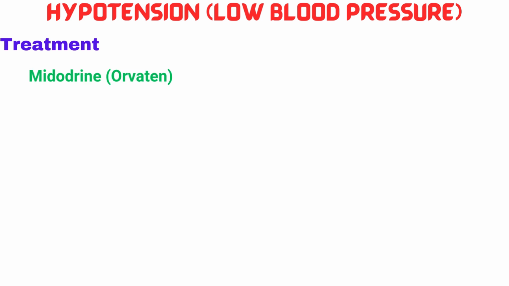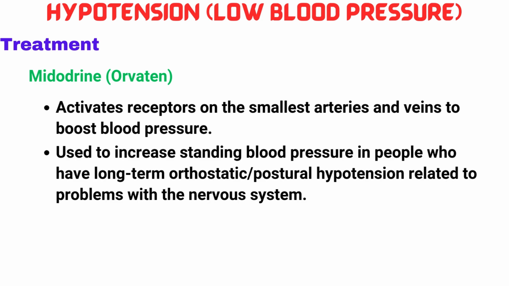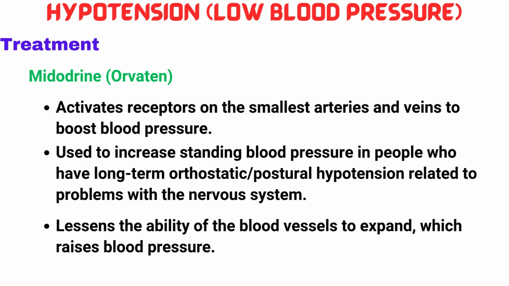Next drug is midodrine or orvaten. This drug activates receptors on the smallest arteries and veins to boost blood pressure. It is used to increase standing blood pressure in people who have long-term orthostatic or postural hypotension related to problems with the nervous system. This medicine lessens the ability of the blood vessels to expand, which raises blood pressure.